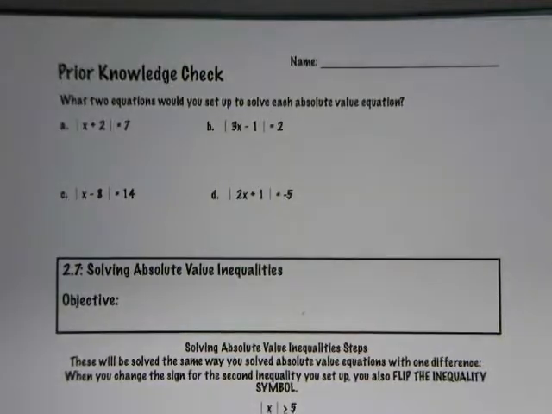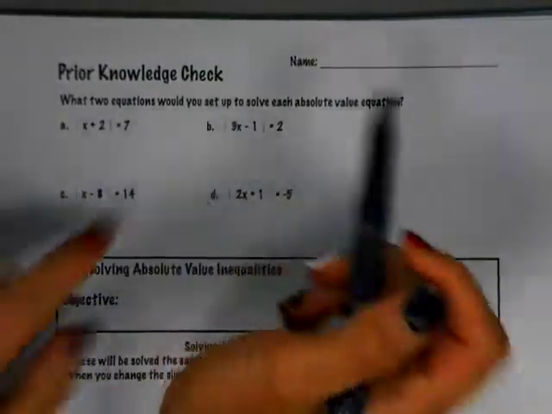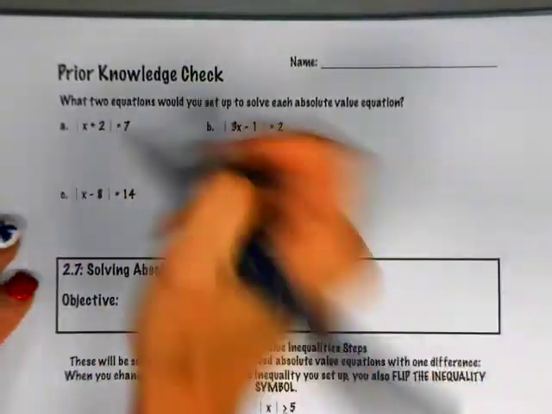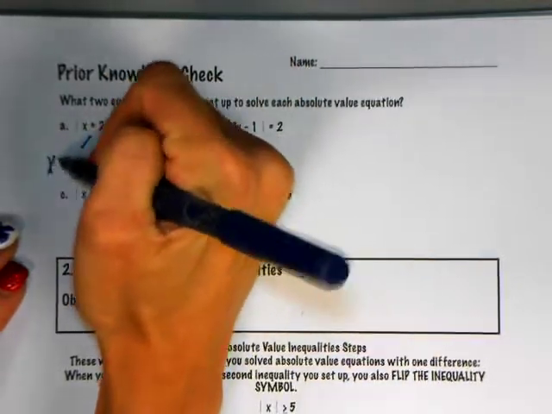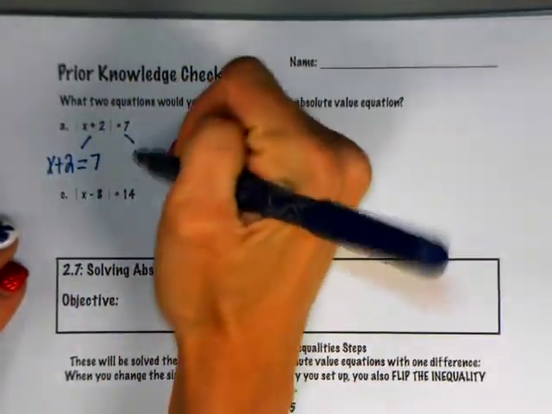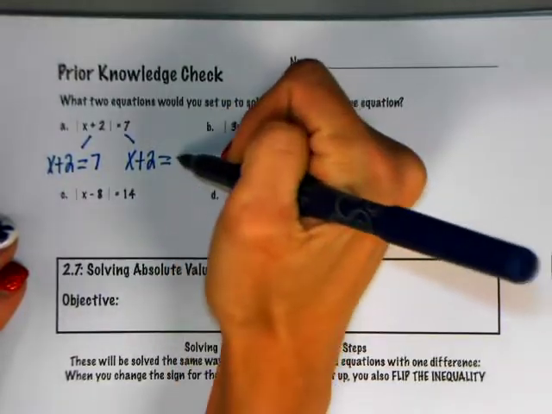So for the warm-up, the directions ask, what two equations would you set up to solve each absolute value equation? So it's not asking you to actually solve anything, it's just asking what you would set up, okay? So here, it equals a positive, so remember, you set one equal to the positive, so x plus 2 equals 7, and then x plus 2 equals what? Negative 7, good.